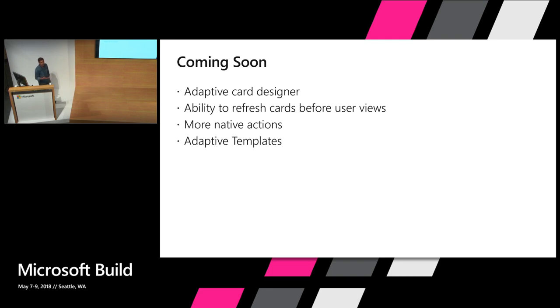We would also start adding more native actions, and we would also power something called adaptive templates, wherein you don't even have to design an adaptive card for the more common design elements that you need. You would simply send a schema.org type data object, and we would automatically pick the right card and start showing it within the appropriate lines.